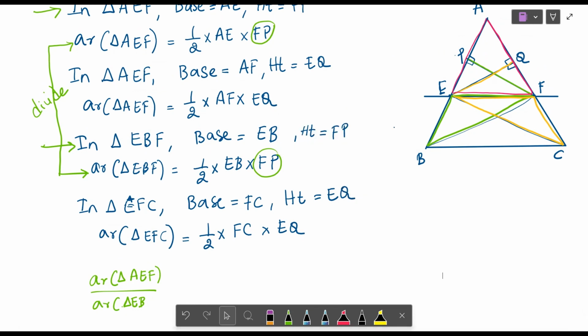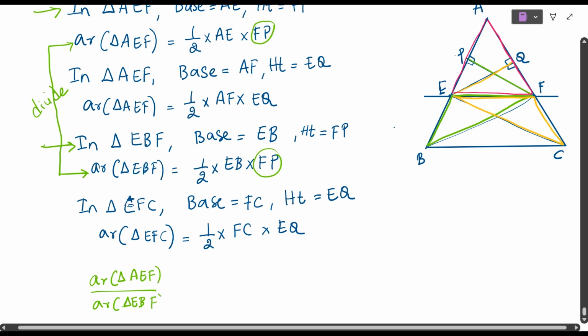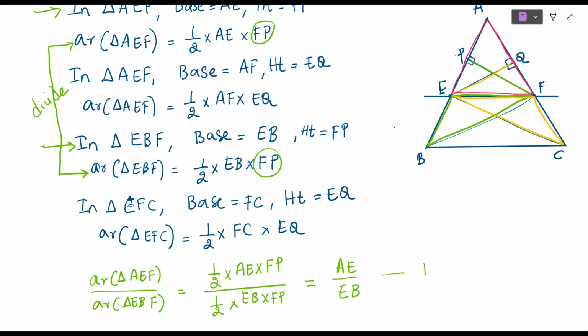So FP and FP we have rounded now. So area of triangle AEF by area of triangle EBF. So this gives half into AE into FP by half into EB into FP. Okay, this gives how much? Half, half, FP, one time cancelled out. This gives AE by EB. Understood? Okay, this is equation number 1.